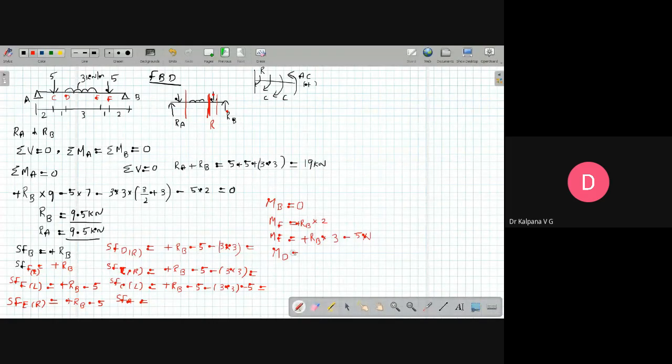Moment at D is plus RB into the distance from B to D, which is 3 plus 3, 6 meters, minus 5 into 4, minus 3 into 3 into 3 by 2. Whereas moment at C is plus RB into the distance 2 plus 1, 3 plus 3, 6 plus 1, 7, minus 5 into 4 plus 1, 5, minus 3 into 3, the total load, which is acting at 3 by 2 distance, and the moment about C is at 3 by 2 plus 1.